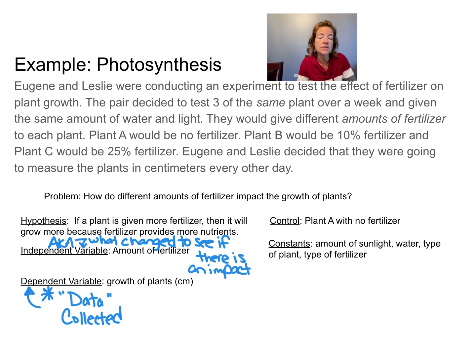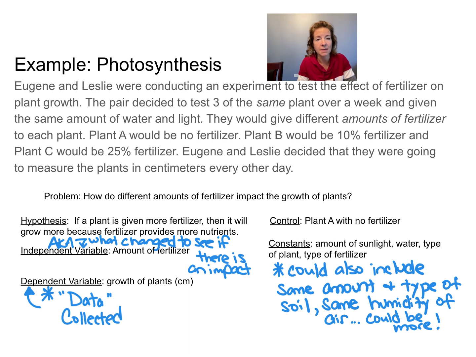Control. Now the control is the group that receives no experimental changes to it. So plant A is going to be the control because they received no fertilizer. And then finally, things that have to be kept constant between plant A, plant B, and plant C include things like they all have to receive the same amount of sunlight. They all have to have the same amount of water. They all have to be the same type of plant. They all have to have the same type of fertilizer. So everything has to remain the same between plants A, B, and C, except for the one independent variable of the amount of fertilizer that was received.